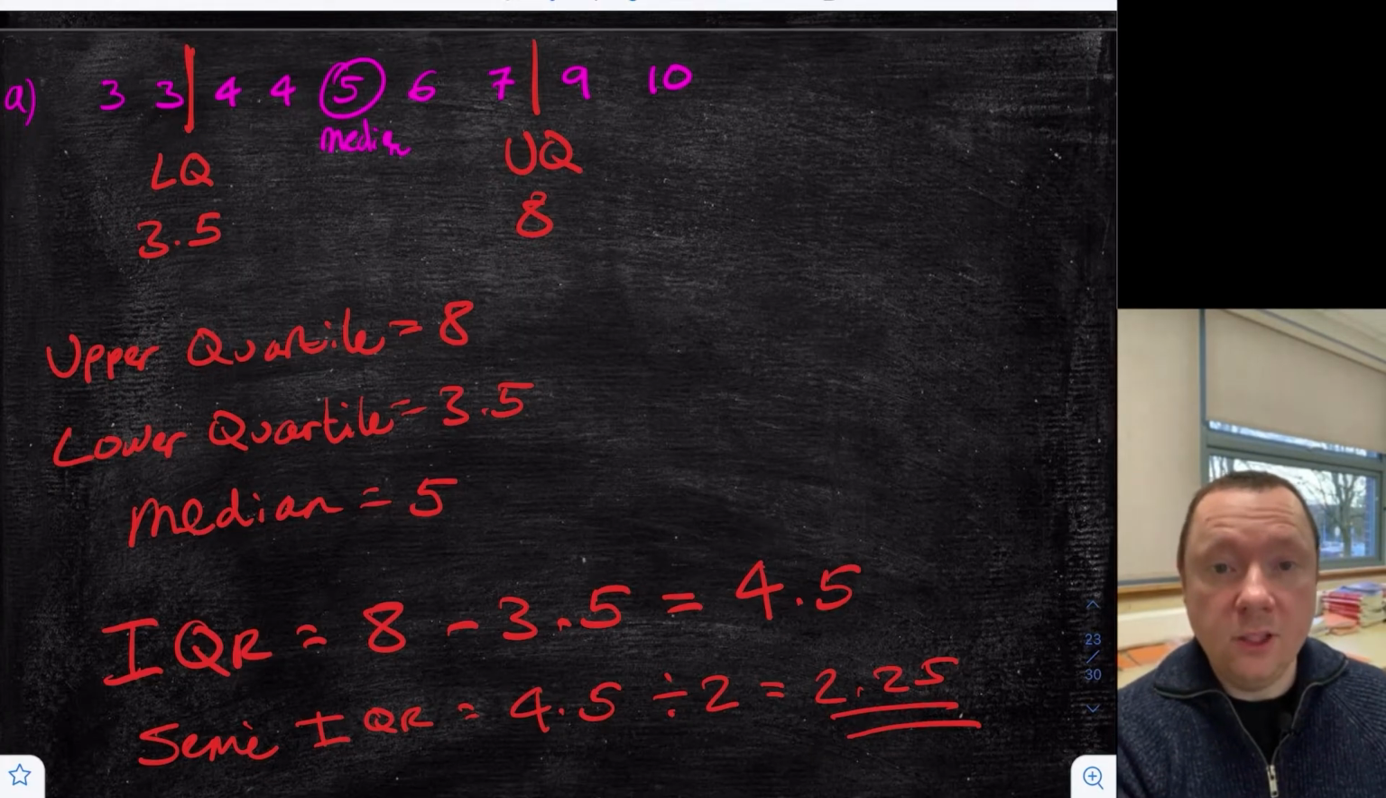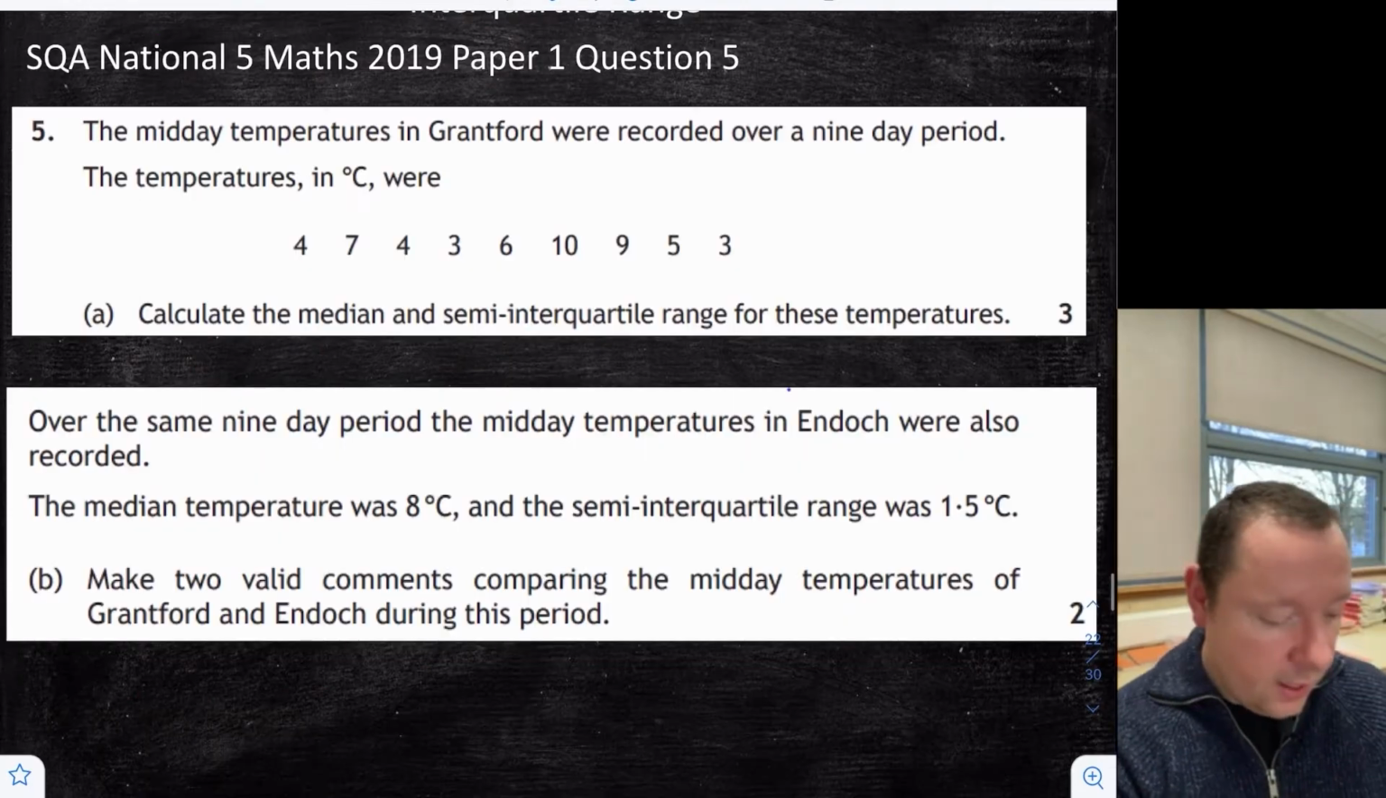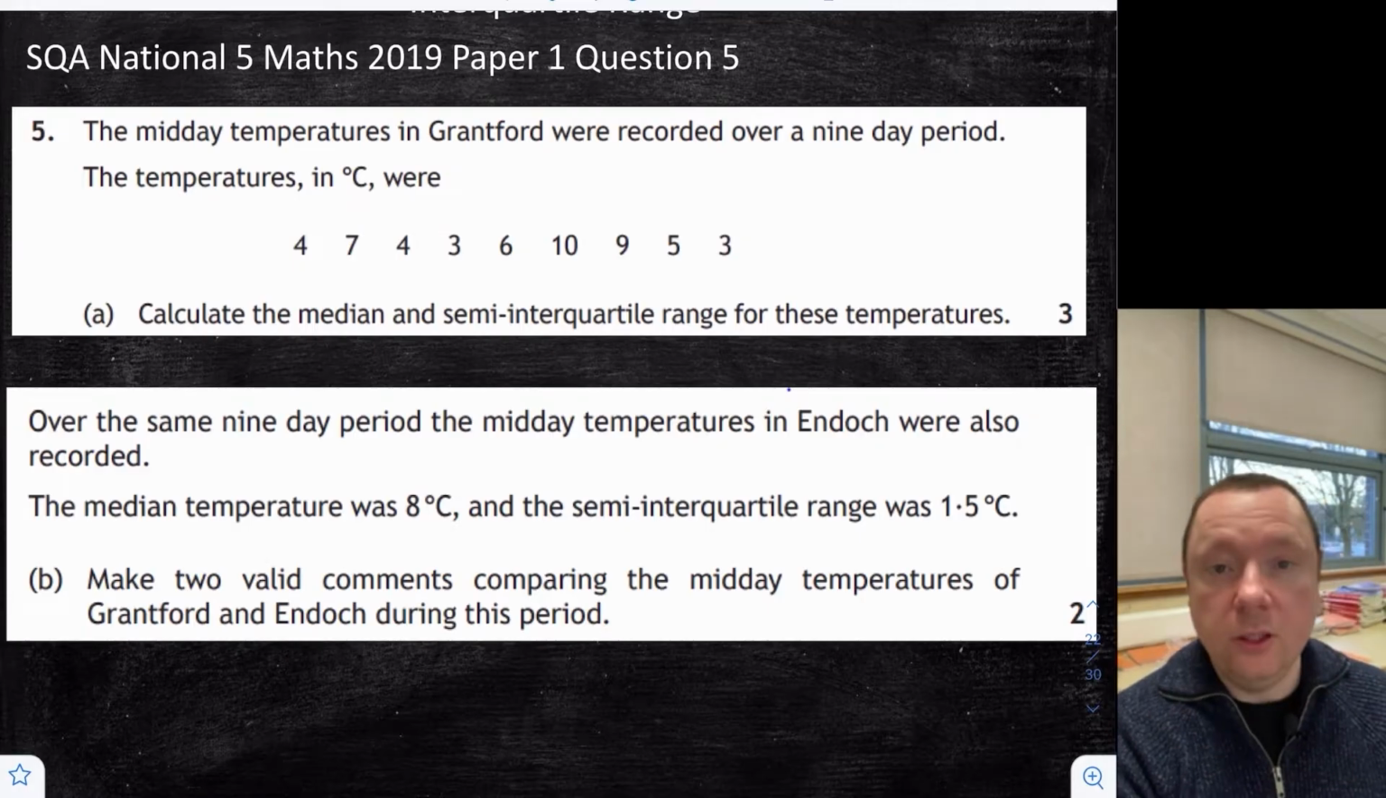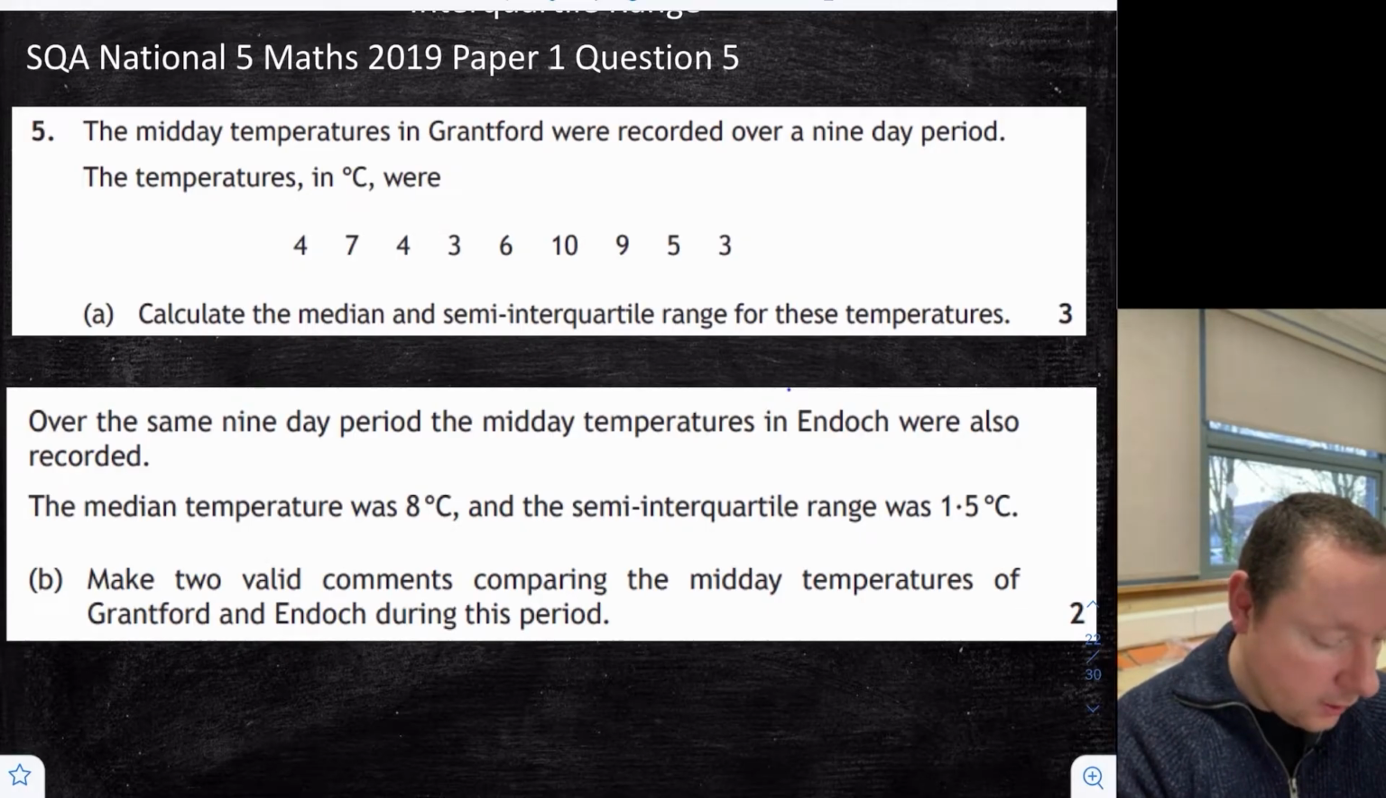Let's move on to the comparison statements, which work the same way for interquartile range or for semi-interquartile range. Over the same 9 period, the midday temperatures in NDOC were also recorded, and the median was 8, and the semi-interquartile range was 1.5. Make 2 valid comments.